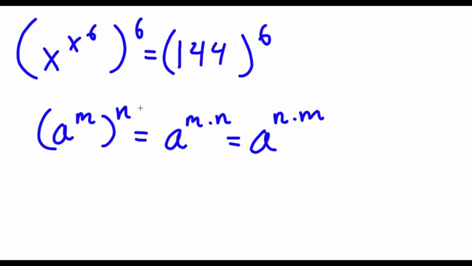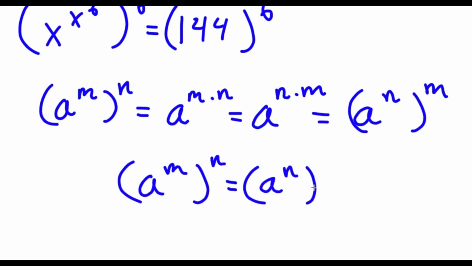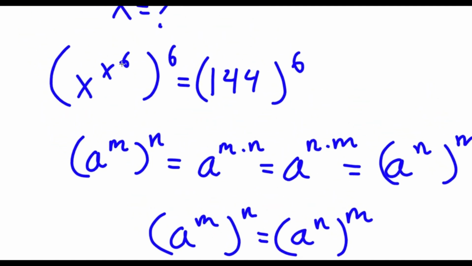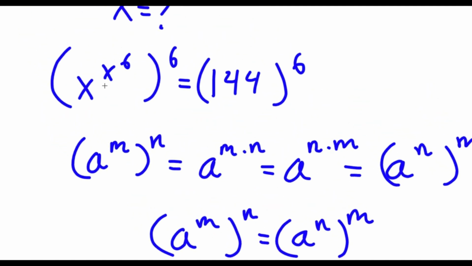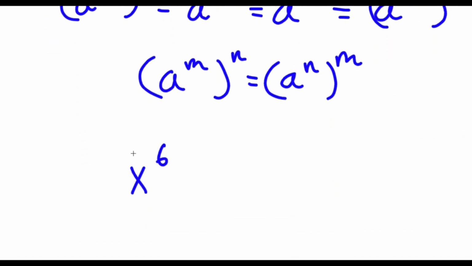So now, if a to the power of m times n is the same thing as a to the power of m to the power of n, then a to the power of n times m has to equal a to the power of n to the power of m. So in simpler terms, a to the power of m to the power of n is equal to a to the power of n to the power of m. So in this case, we have x to the power of x to the power of 6 to the power of 6. We can think of x to the power of 6 as m and 6 as n. So now we can switch these two places. So now we have x to the power of 6 to the power of x to the power of 6.